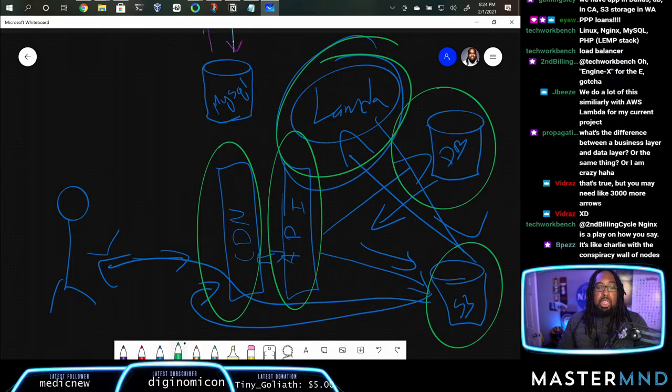Dope. What's the difference between a business layer and a data layer? Or same thing? No, so that is however your company, however you decide to architect it, it could be the exact same thing. A lot of times, usually I wouldn't call it a data layer, but the business layer usually is the one interacting with the data.